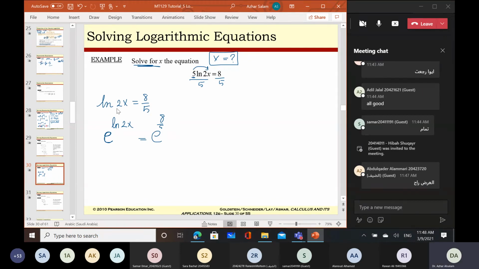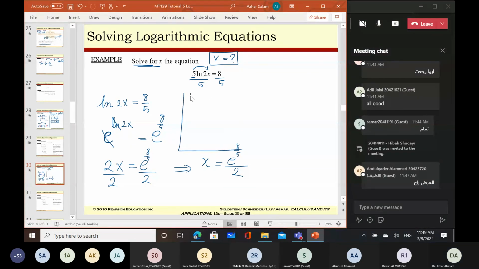Notice what I did here. I took the exponential function for both sides. I considered them as equal exponents, so I raised both to the same base e. So I can now omit the ln with the e, and I will have only 2x equals e to the power 8 divided by 5. So only dividing by 2, I will get the value of x, which is e to the power 8 divided by 5, all divided by 2. Okay, I can stop here. You can calculate this by calculator. It's a number, it's not an exponential function, and then divided by 2. Okay. There is another way to solve it, method 2.